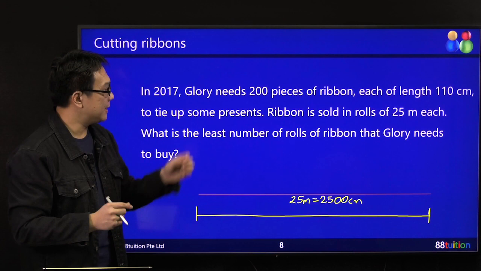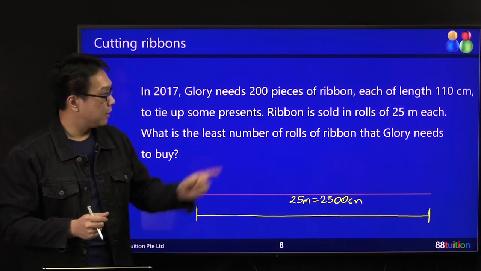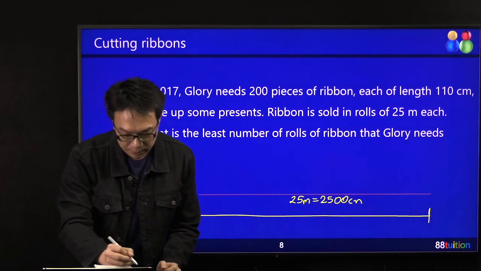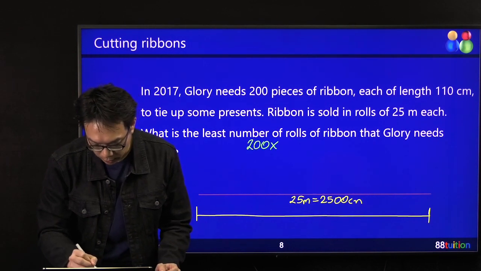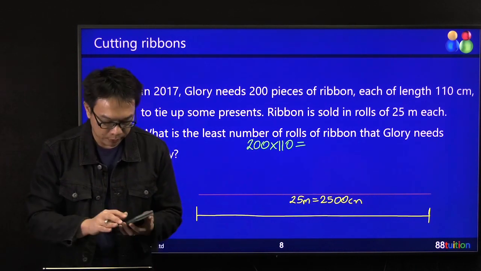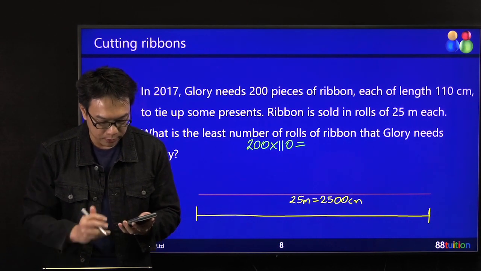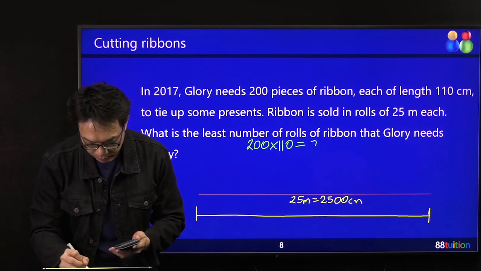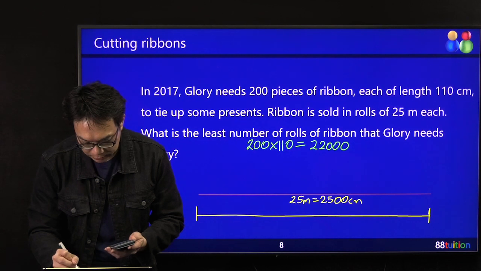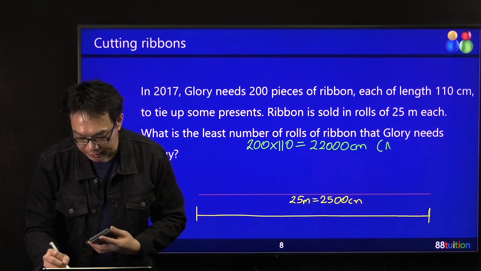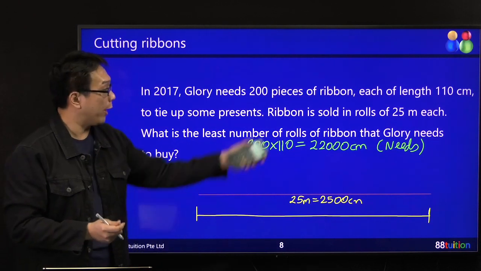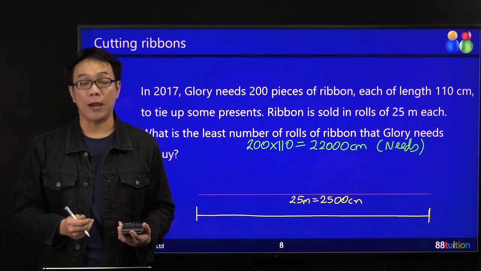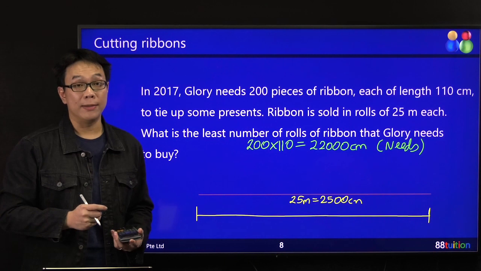But many of you see this, oh, Glory needs 200 pieces and one piece is 110. Wow, immediately you jump in already. You say 200 times 110 is equal to 22,000 centimeter. This is what she needs. She needs 22,000 centimeter of ribbon. Okay, one row is 2,500. One row is 2,500 cm.